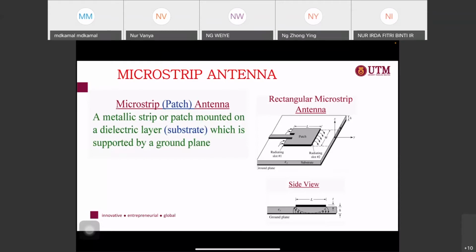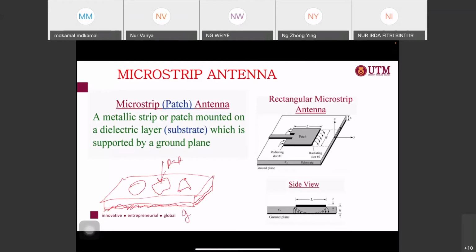As you can see here, you have the substrate. This is your antenna, this is the substrate. The patch can be like this, like this, like this, triangular and so on. And then there is the ground plane here. Okay, so this is a patch, and this is the ground plane.